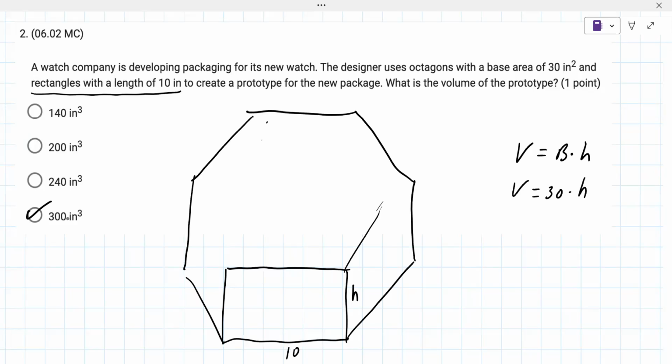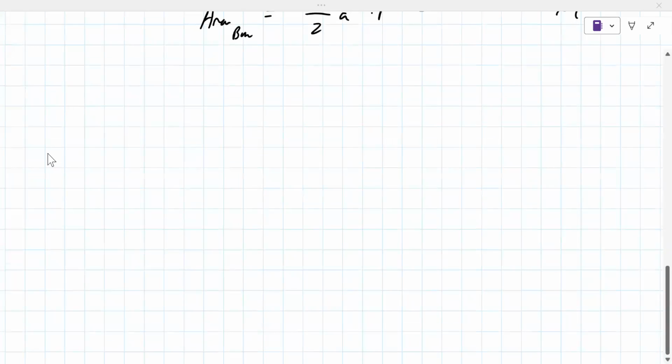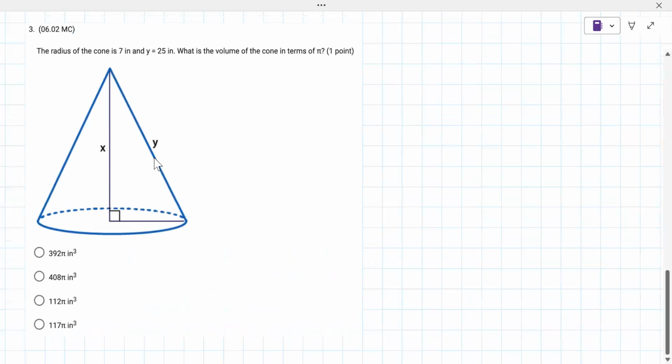The next one, number 3. The radius of the cone is 7 inches and the slant height equals 25. What is the volume of the cone in terms of pi?